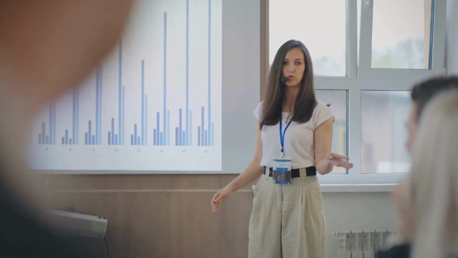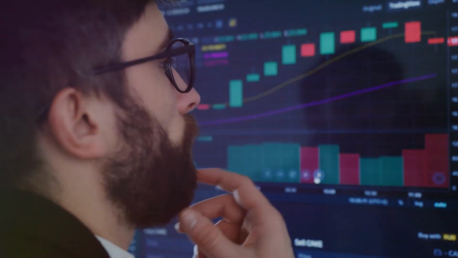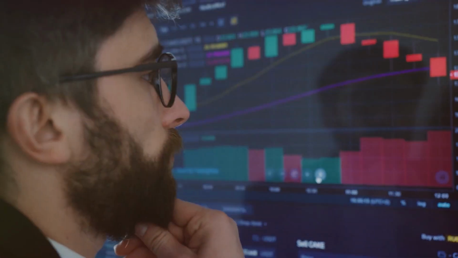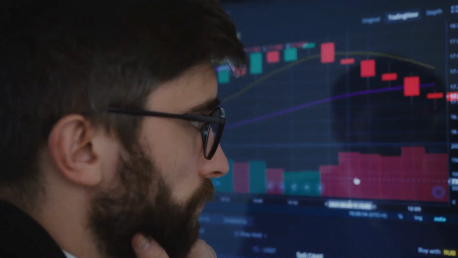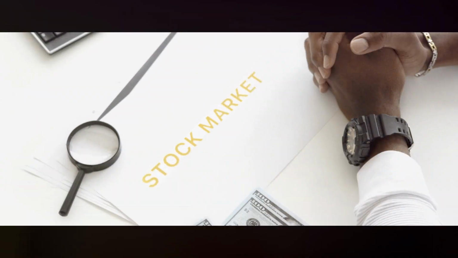Each approach has its advantages and disadvantages. Top-down may be better for identifying overarching market trends, while bottom-up may be better for finding undervalued individual stocks. Comparing valuation methods in investment analysis.